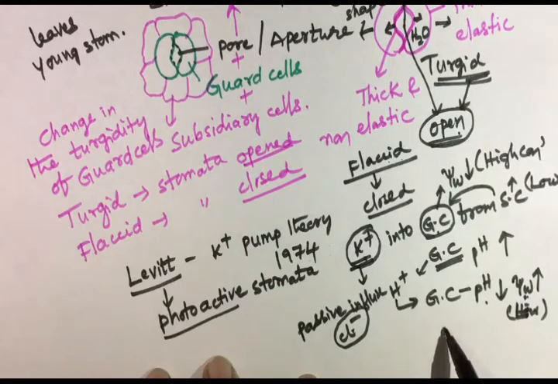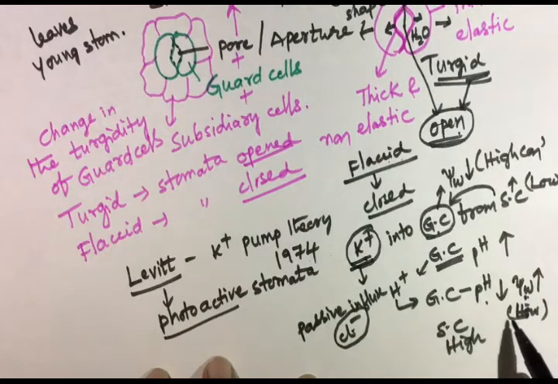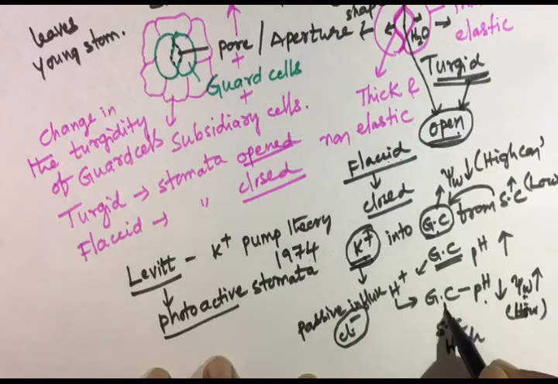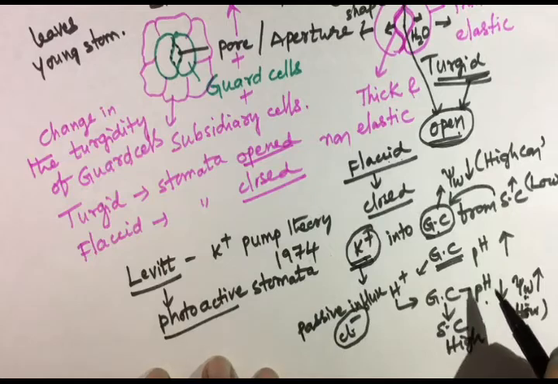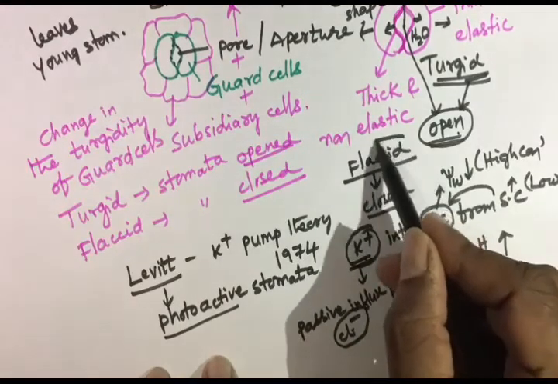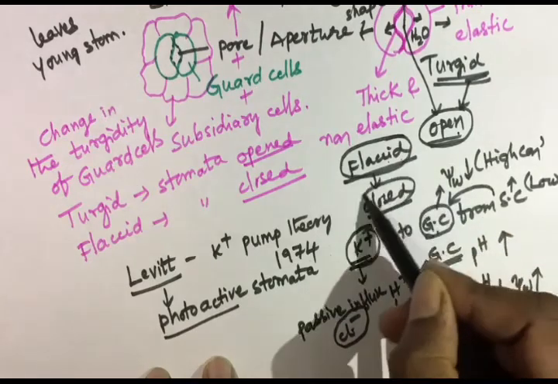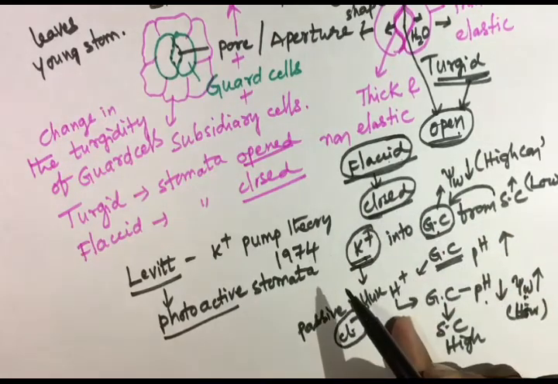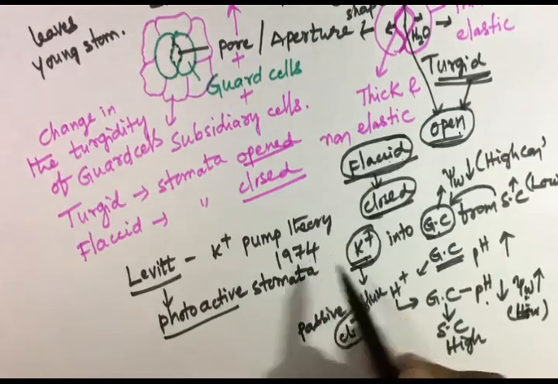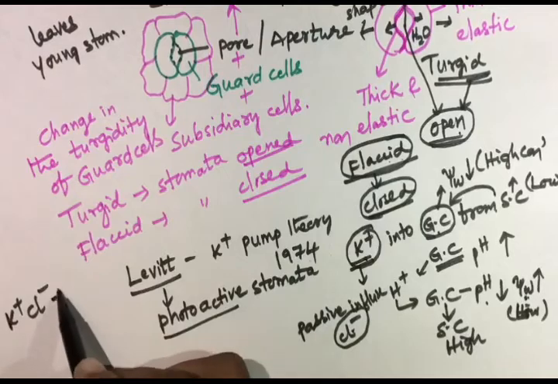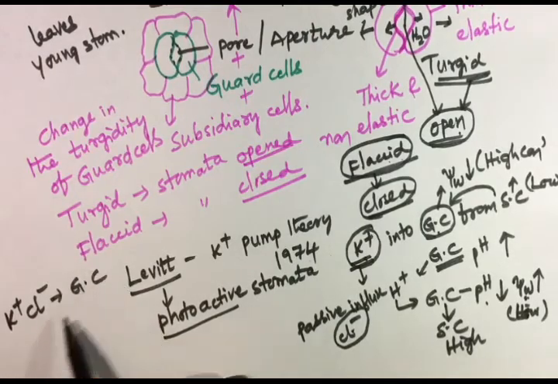At the same time, within the subsidiary cells we have high concentration, so water from the guard cells enters into subsidiary cells, meaning guard cells become flaccid, so that the stomata is closed. So at the opening time, K+ and Cl- ions are present in guard cells.